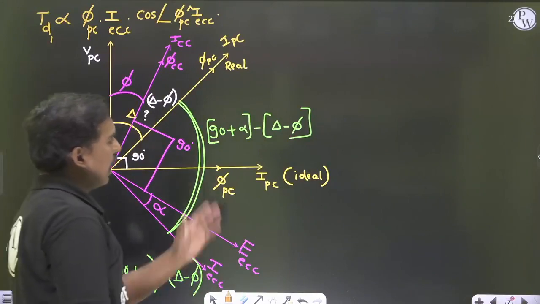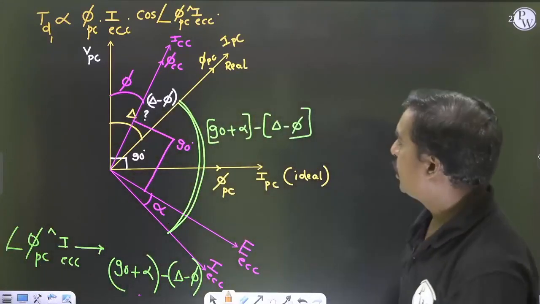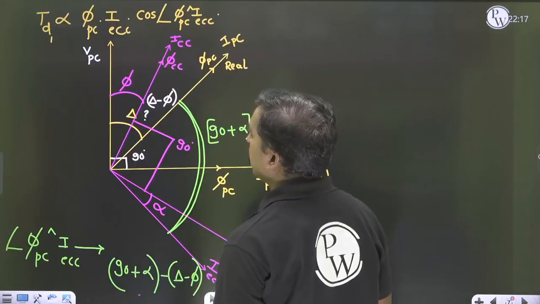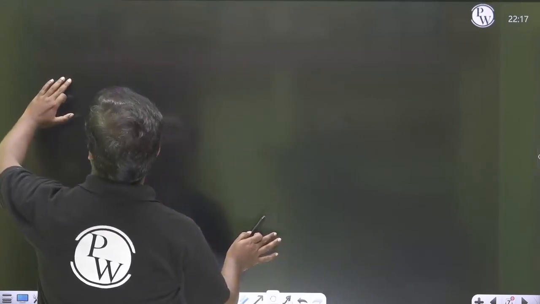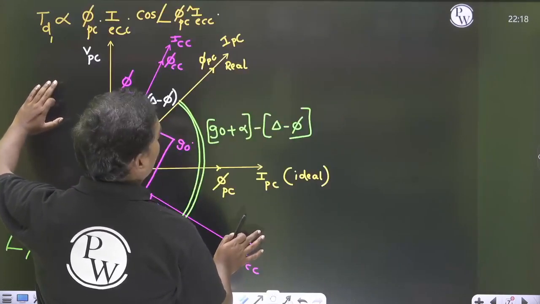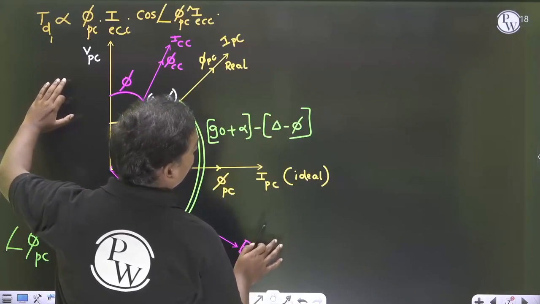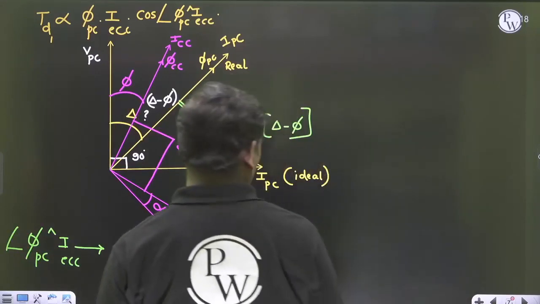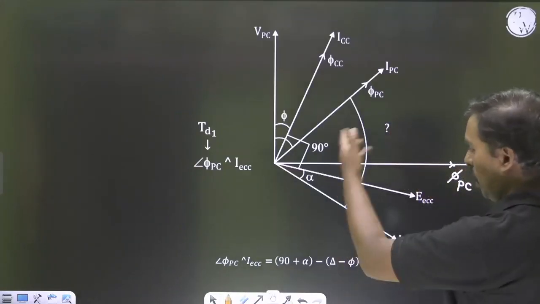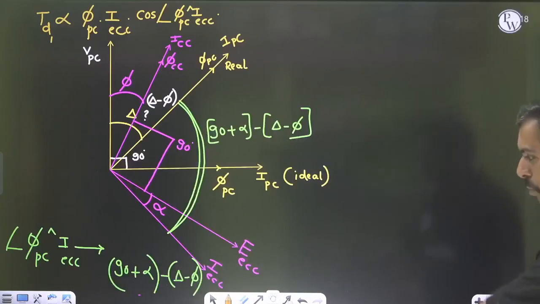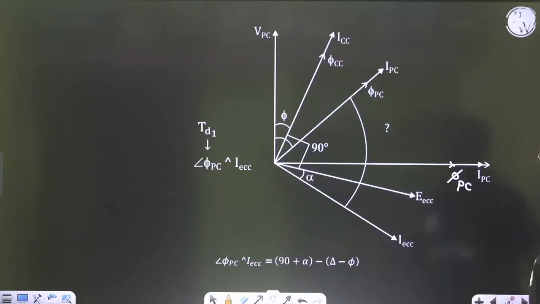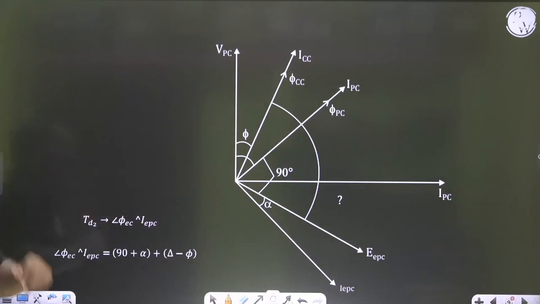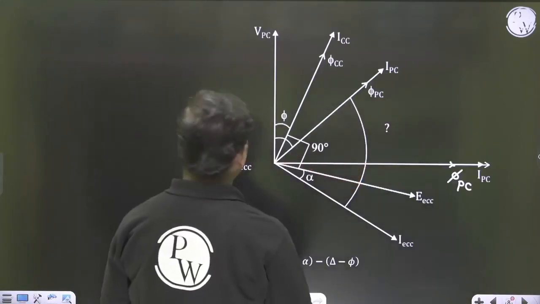Similarly, I can go for the other thing also. What is the other thing? That is TD2. Just a moment. Already TD1 I have developed. Similarly, 90 plus alpha minus delta minus phi, we got it. Similarly, if you do TD2, we are going to get 90 plus alpha plus delta minus phi. How that is possible? I will explain here.